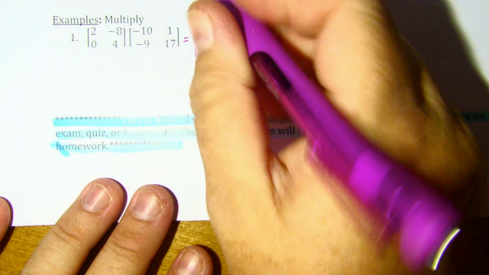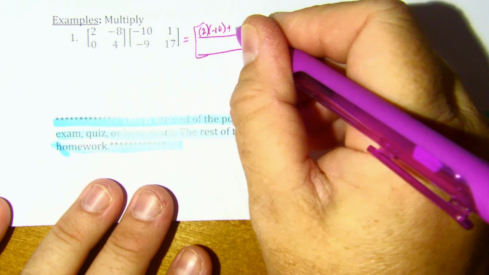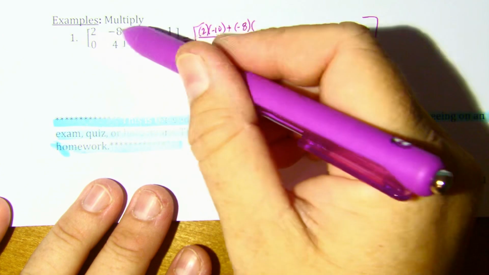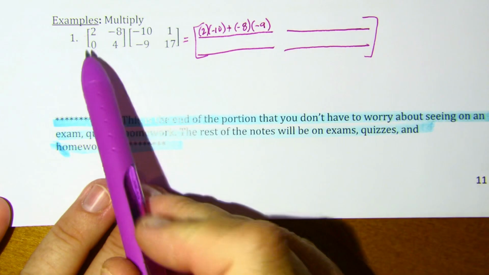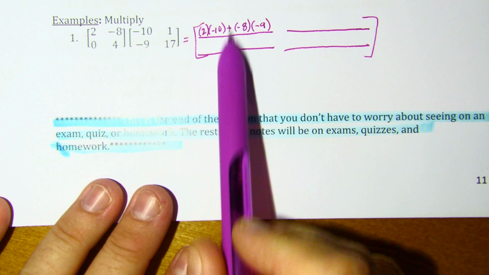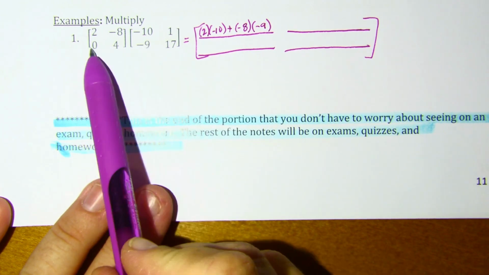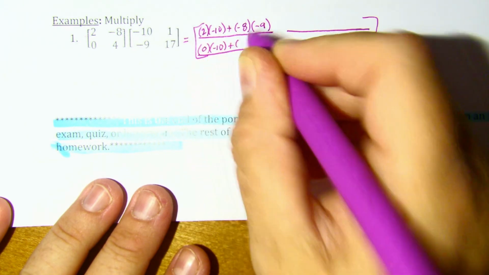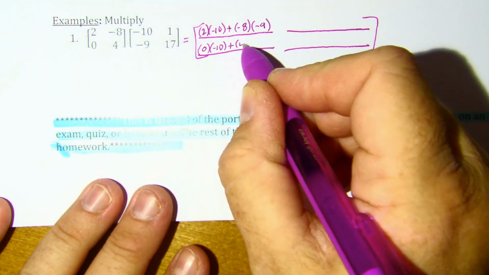2 times -10 plus -8 times negative 9. So across the row, down the column. Okay. Then here we have the second row, first column. So second row, first column. 0 times negative 10. And then across the row, down the column, 4 times negative 9.